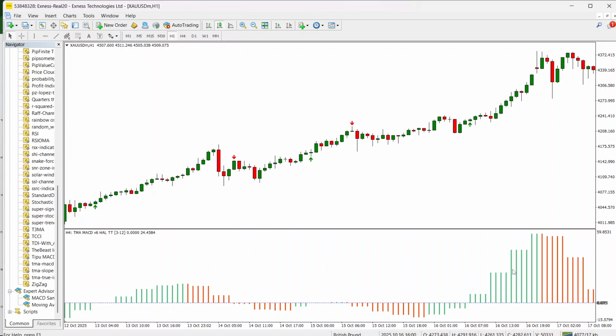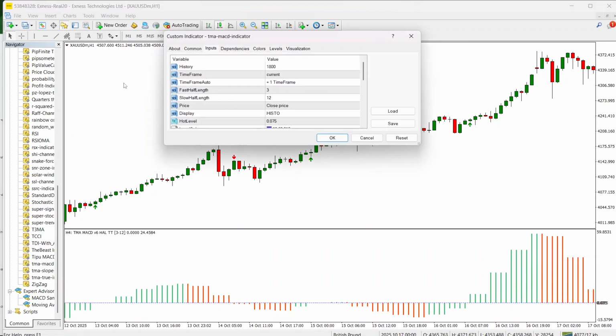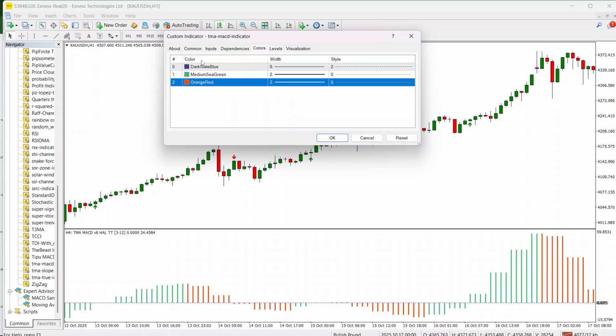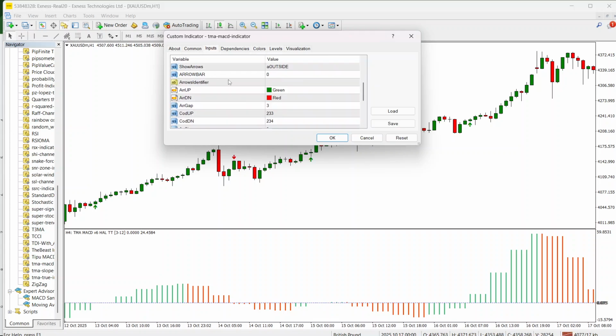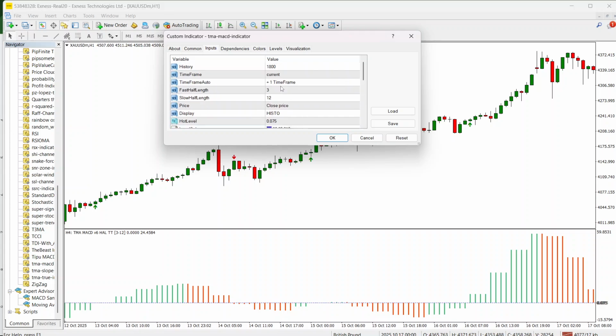Traders can customize parameters on the indicator, especially the arrow colors. Normally when you set it up, the upward arrow will be white, so you can change it to green or blue, whatever suits your trading style. You can also adjust its time frame, its fast half length and slow half length, and its price. And you can decide whether you want to use a histogram or line or tape.